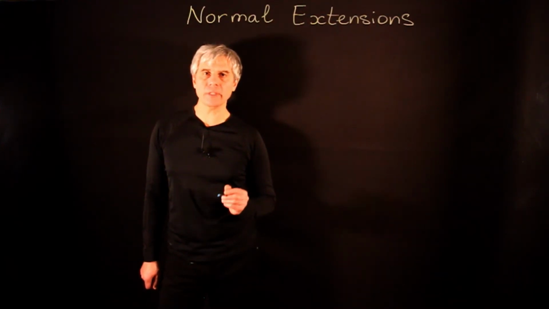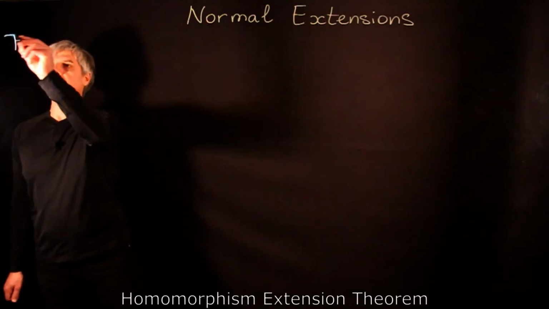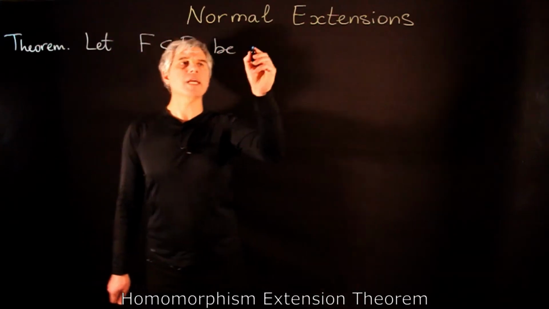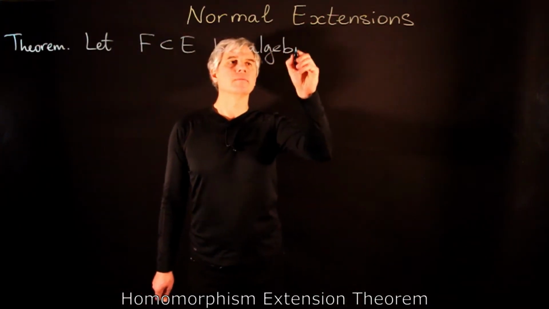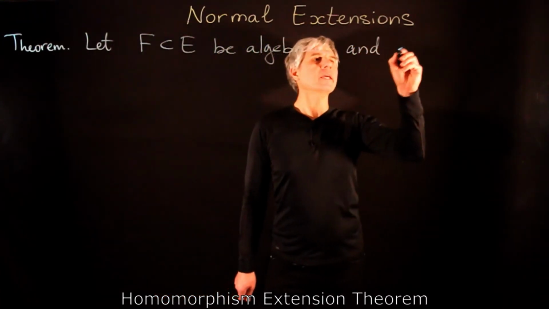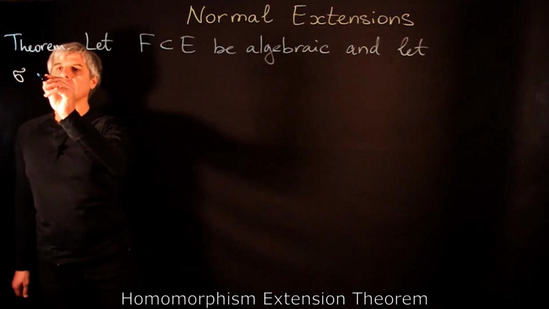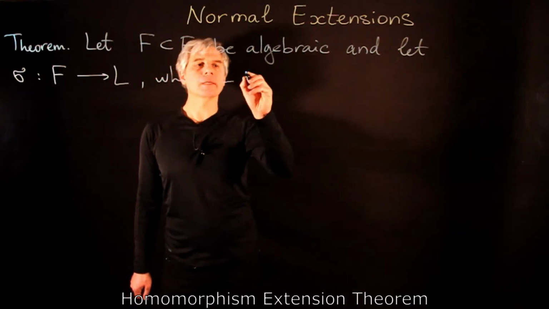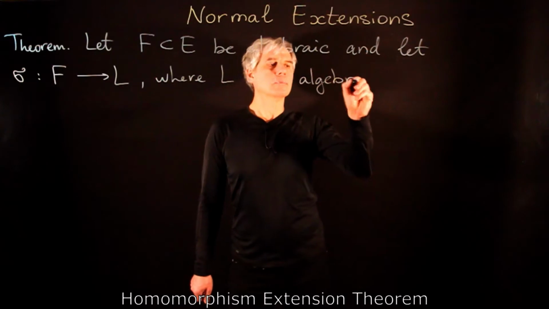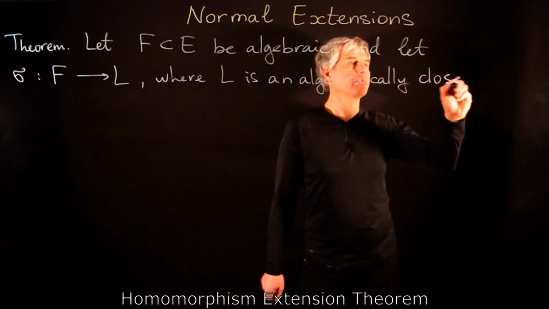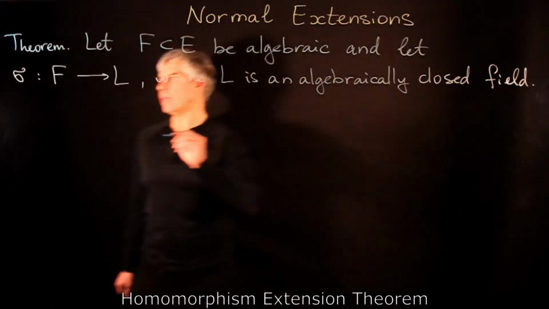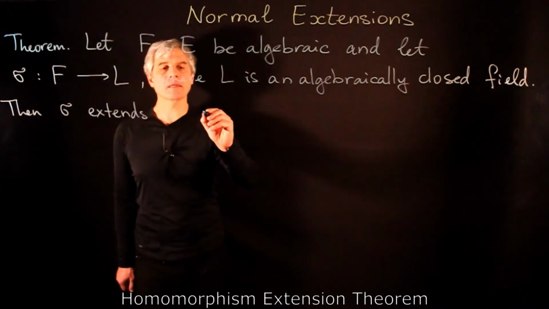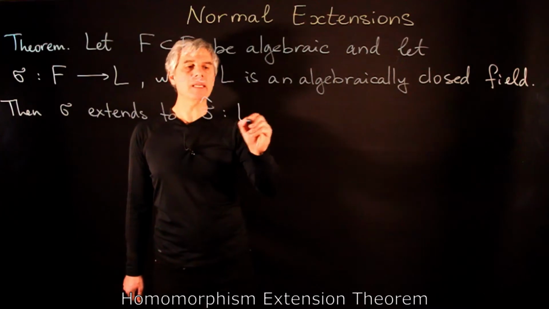Today, we're going to study algebraic field extensions in more detail. We begin with the following theorem. Let E be an algebraic field extension of the field F, and let sigma be an embedding of F into L, where L is an algebraically closed field. Then sigma extends to an embedding sigma hat of E into L.